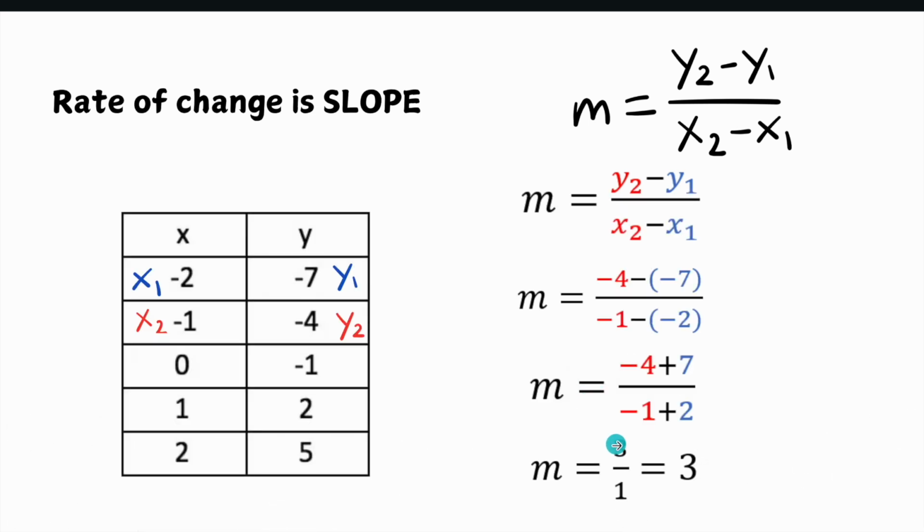And that'll be 3 over 1. Negative 4 plus 7 is 3. Negative 1 plus 2 is 1. And 3 over 1 equals 3. This will be my slope, which will be my rate of change.